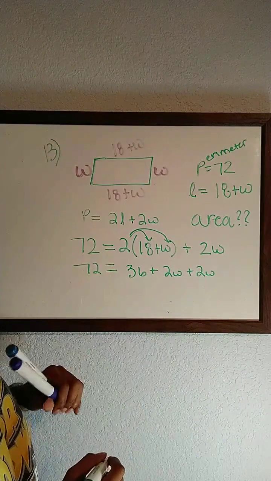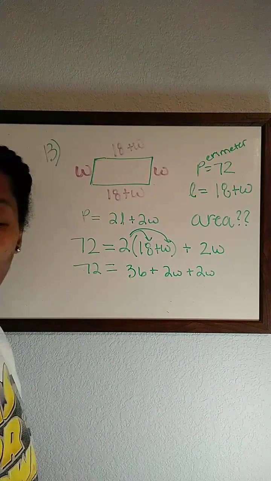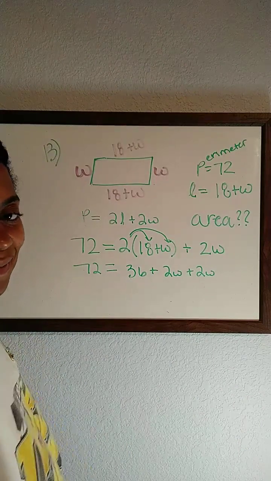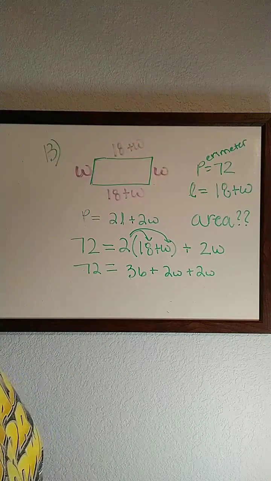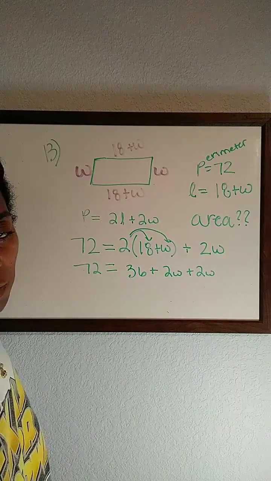Now what? Yes, 36, 2W. Very good, Melanin. I see you. I don't know why you just don't jump on here. You don't want to talk tonight? Oh, because your internet keeps messing up. I know that's why. My bad.